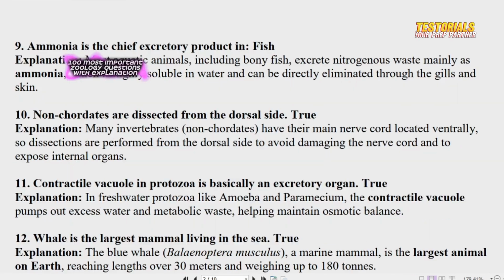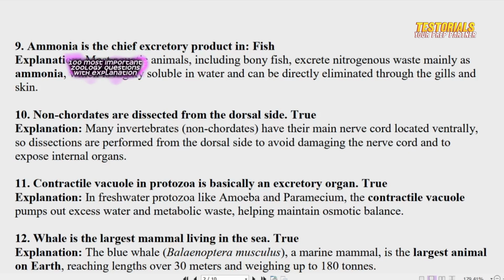9. Ammonia is the chief excretory product in fish. Explanation. Most aquatic animals, including bony fish, excrete nitrogenous waste mainly as ammonia, which is highly soluble in water and can be directly eliminated through the gills and skin.